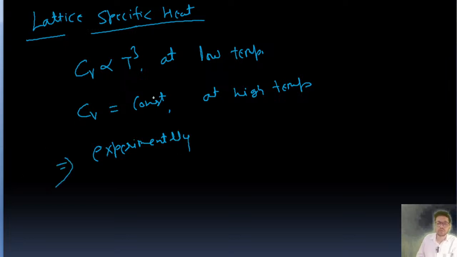So Cv is proportional to T cube. I'm talking about lattice specific heat, the specific heat due to lattice vibration. Cv is proportional to T cube at low temperature and Cv equals a constant at high temperature. This we have found experimentally. Very important point. Next, we'll find Cv theoretically, and let's see which will match with experimental values.